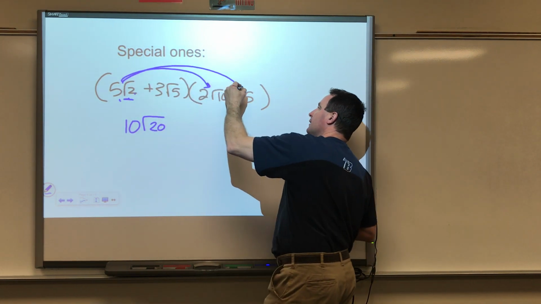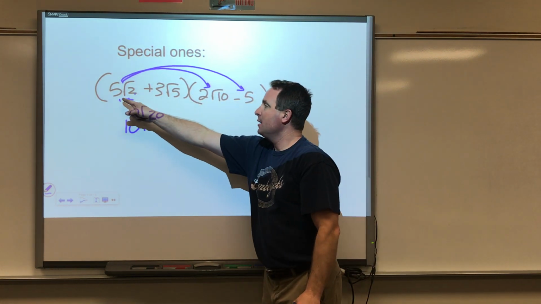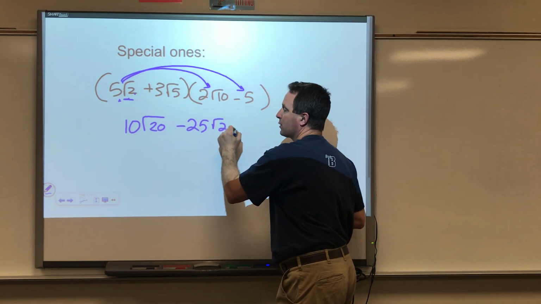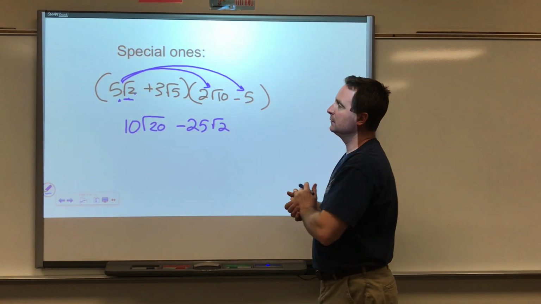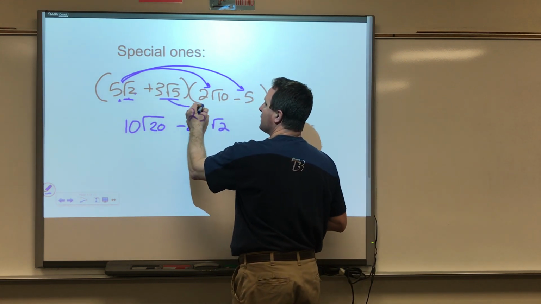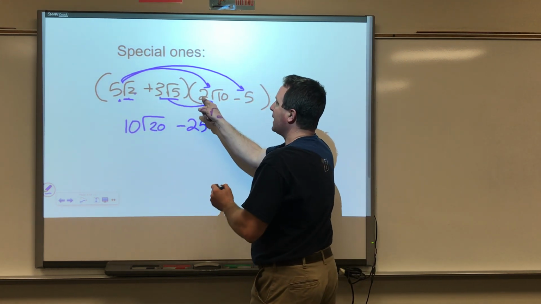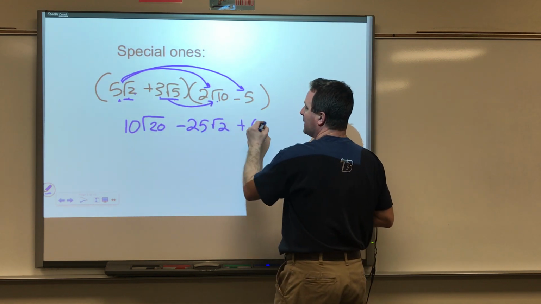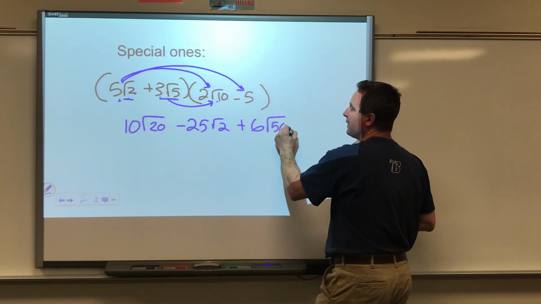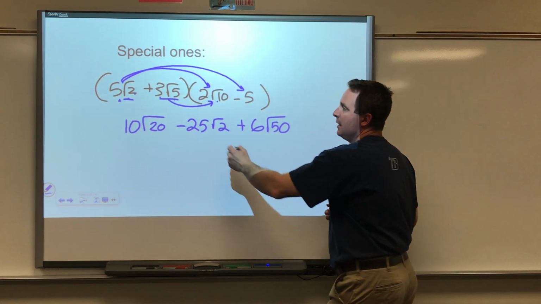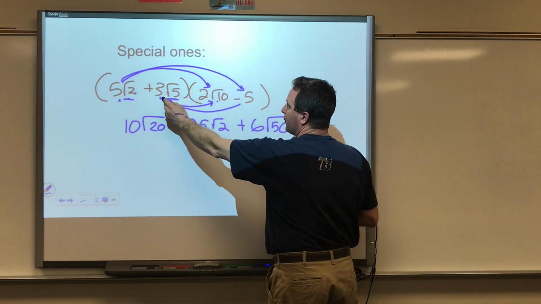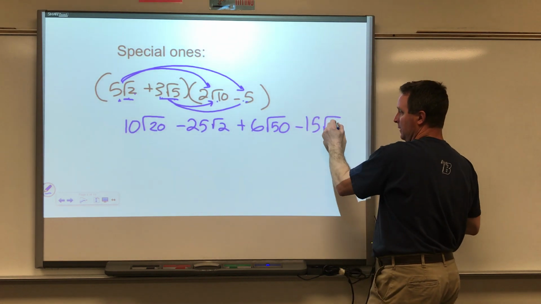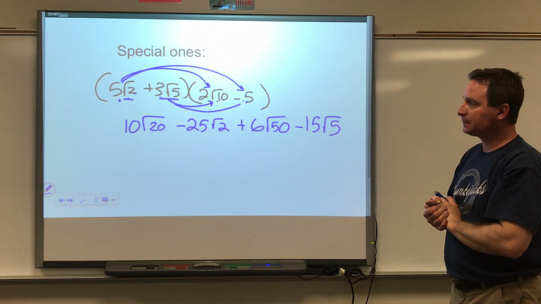If I FOIL or distribute to the next part, big 5 and big 5 is minus 25 with a square root of 2. I go to my inside ones, these two together. 3 times 2 is 6. And square root of 5 times the square root of 10, 5 times 10 is 50. And then the very last one here, 3 times 5, and this is a big 5. 3 times 5 is negative 15 with a square root of 5.